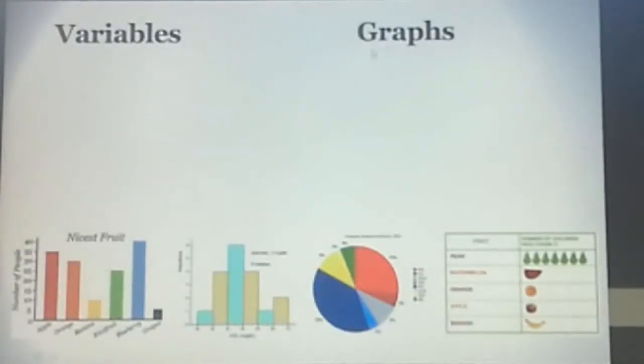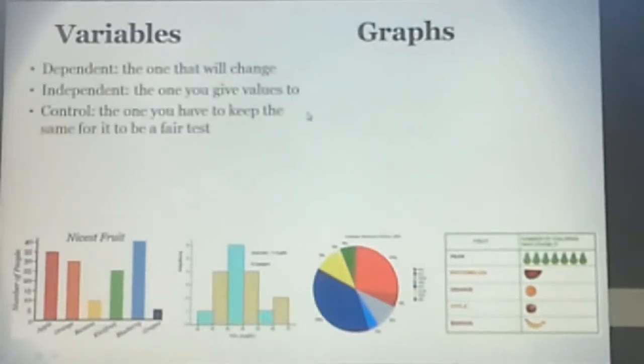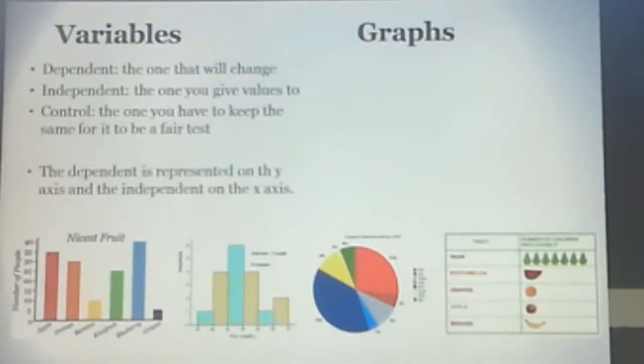Then the next following things are variables and graphs. There are three types of variables, which are dependent, that is the one that will change. The independent, it is the one that you give values to, the one that you change. And then finally control, the ones that you have to keep the same for it to be a fair test. The dependent variable is represented on the y-axis and the independent on the x-axis.